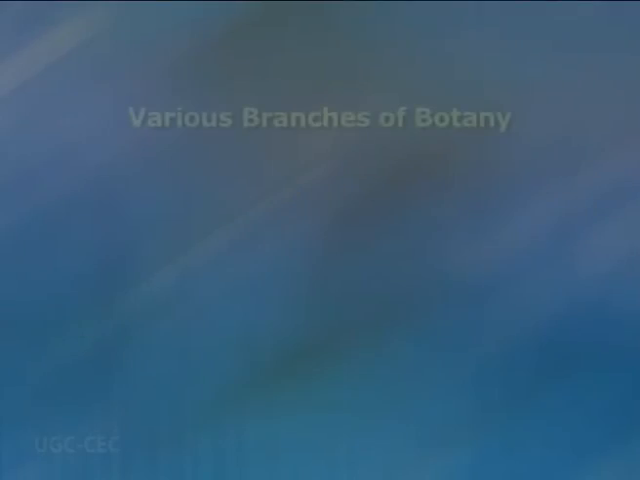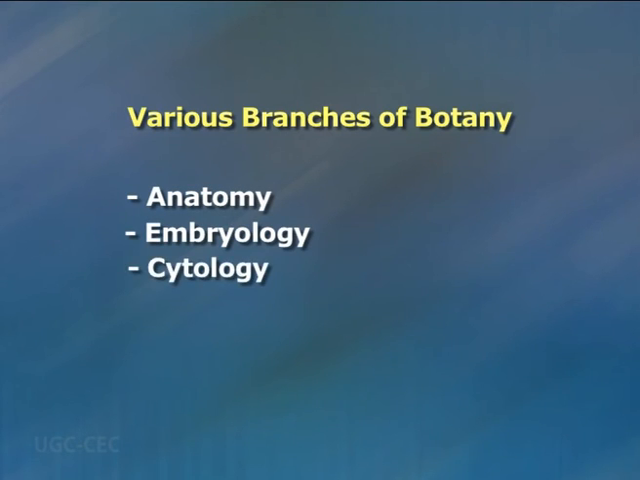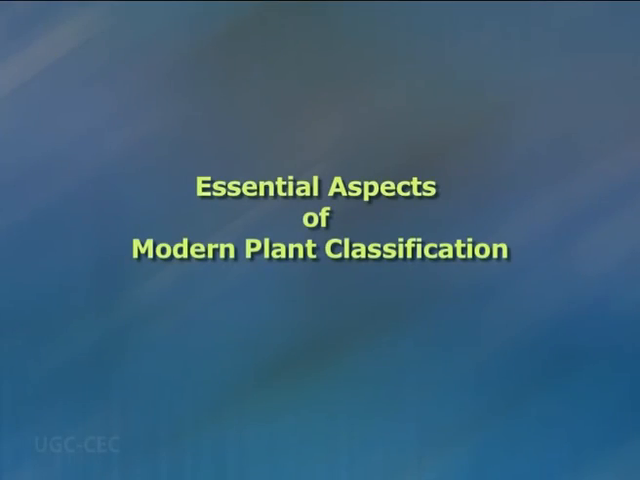comprehensive knowledge of the concerned taxa from various aspects and various branches of botany like anatomy, embryology, cytology, phytochemistry, ultrastructure, etc. These also helped in developing newer aspects of taxonomy like chemotaxonomy, cytotaxonomy, numerical taxonomy, etc. Let us discuss a few applications of various subdisciplines in botanical study that have helped in clarifying the taxonomic position of several plants, thus proving to be essential evidence for plant classification.